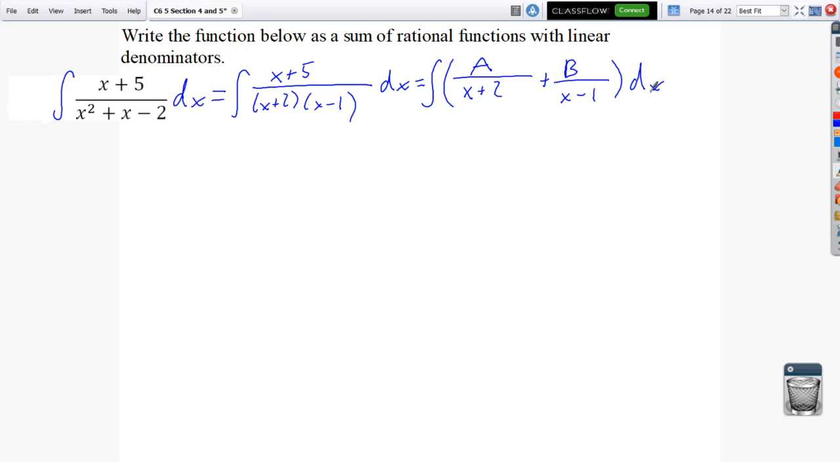Now the next part of this is going to be entirely scratch work. I'm going to do this in red to demonstrate that this is not actually part of the problem. Now remember, I know that this expression has to equal this expression. That would mean if I did A over x plus 2 times x minus 1 over x minus 1, plus B over x minus 1 times x plus 2 over x plus 2, that's going to be the same thing as x plus 5 over x squared plus x minus 2.